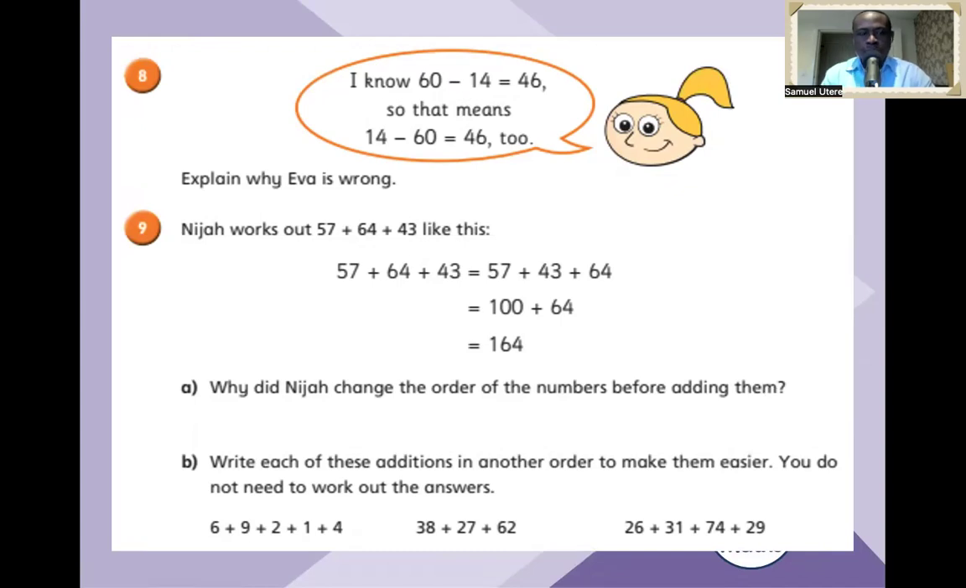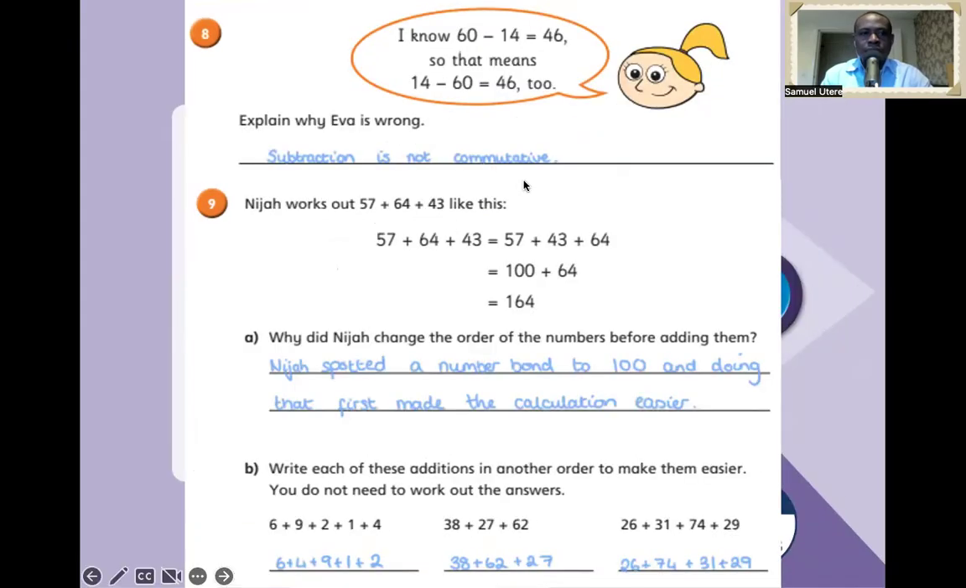Assuming you've paused the video and you've answered questions 8 and 9, here are the answers. Let's discuss them. Here, question 8, you were asked to explain why Eva is wrong. So Eva said, I know 60 subtract 14 is equal to 46. So that means 14 subtract 60 is equal to 46 too. Why? Subtraction is not commutative. We cannot swap calculations around and have the answer being the same for subtraction, but addition is commutative.